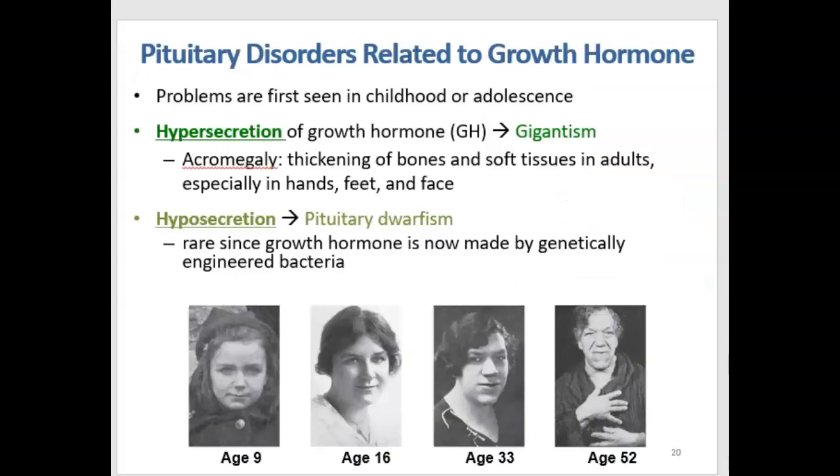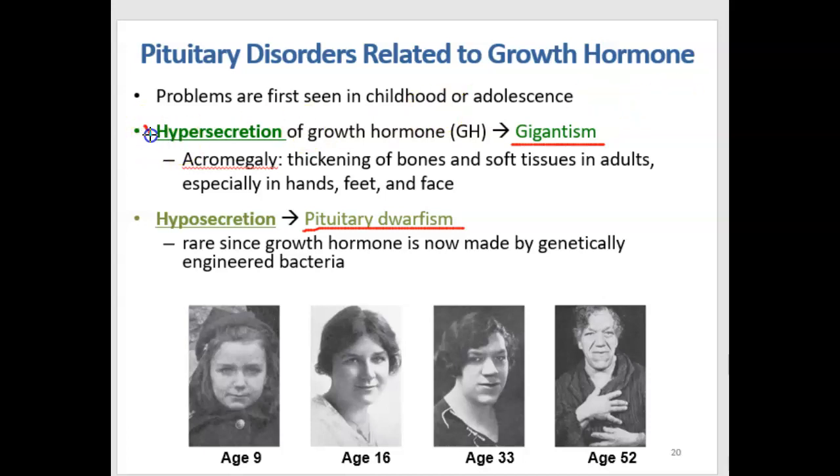There's a couple of disorders of the pituitary gland related to growth hormone that you might have heard of. Gigantism and pituitary dwarfism. There's other kinds of dwarfism, but this is related to a pituitary disorder. In both cases, problems are seen in childhood or adolescence, so usually hormonal supplementation can solve the problem or decrease it.